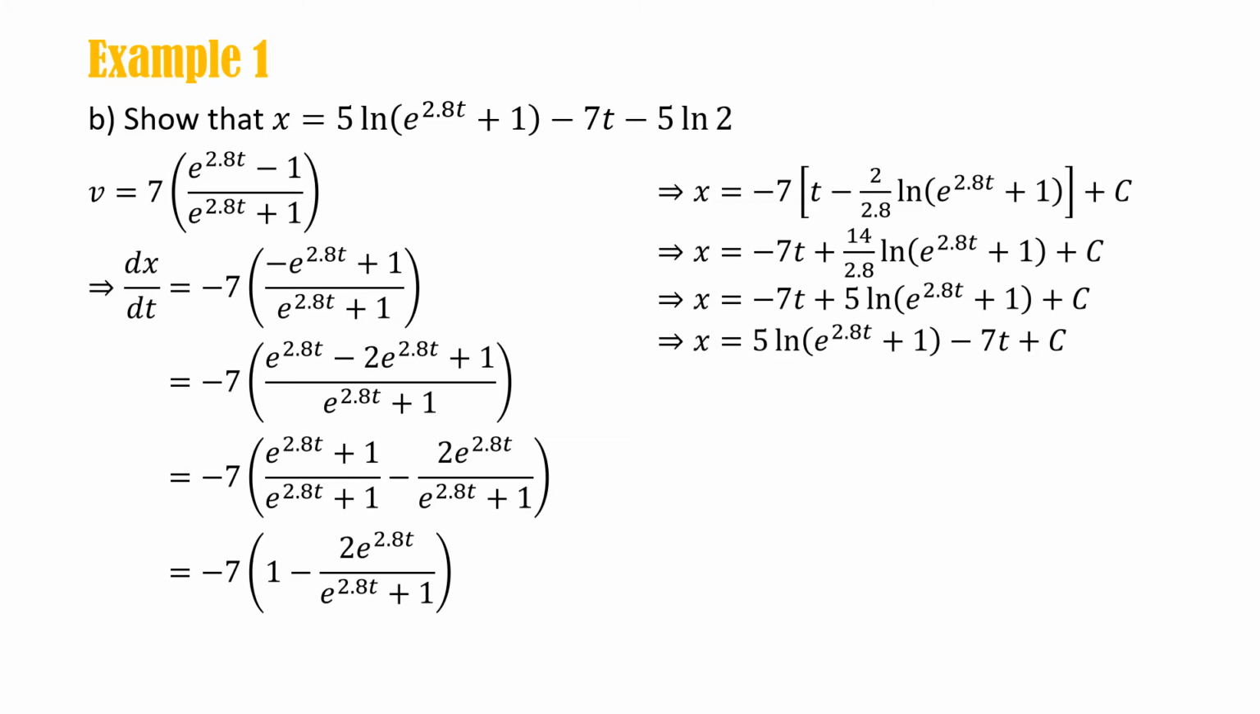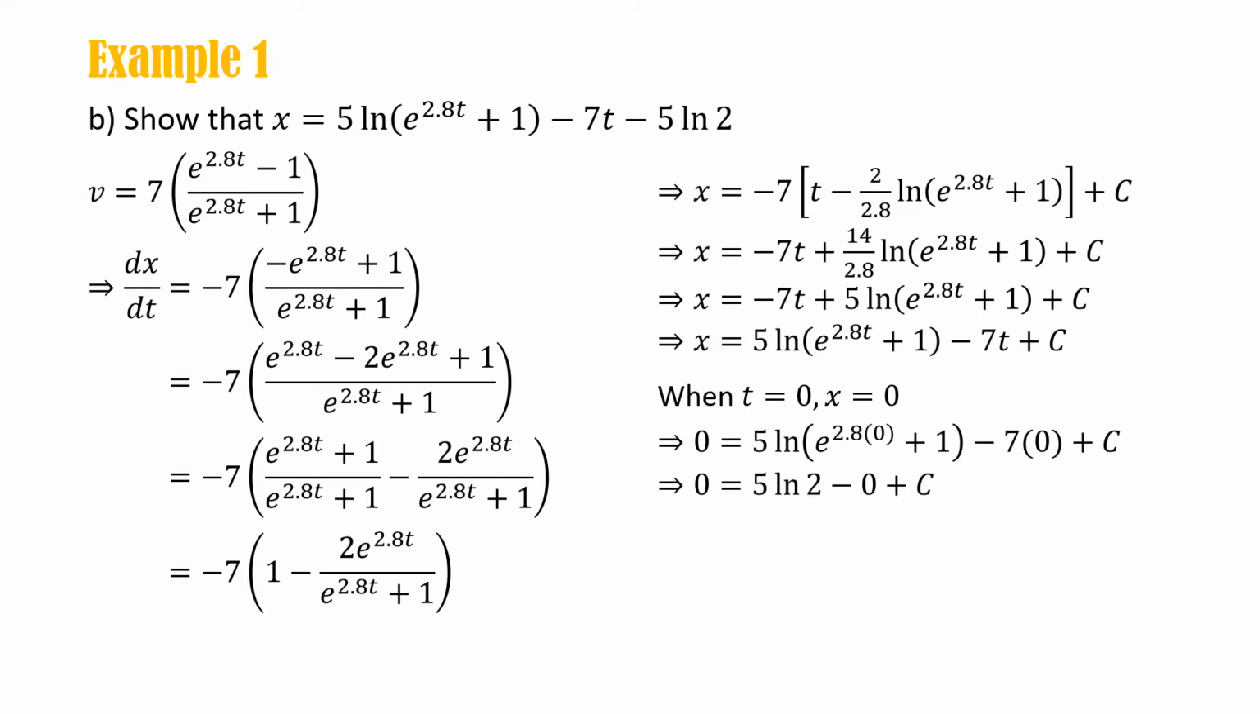All right, we need to find out what our constant of integration is going to be. Now, remember, this is an object that we've dropped, so what was its displacement at the start? Well, it was 0. So when t is 0, x is also 0, right? It hasn't moved at the start. So I can substitute those values in. So we're going to have that 0 is equal to 5 times the natural log of e to the 0 plus 1 minus 7 lots of 0 plus c. So we're going to have the natural log of 2 inside my bracket there. e to the 0 becomes 1, so 1 plus 1 is 2, so we've got 5 times the natural log of 2 minus 0 plus c.